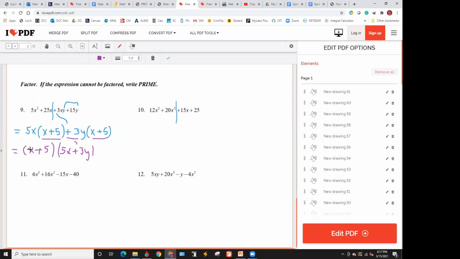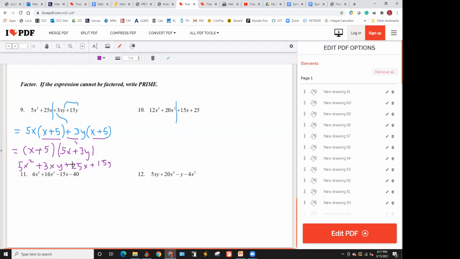And you can multiply these out and you'll get back to that. X times 5x is 5x squared. X times 3y is 3xy. Inside is 5, or 5 times 5 is 25x, because there's just one x, plus 5 times 3 is 15y.